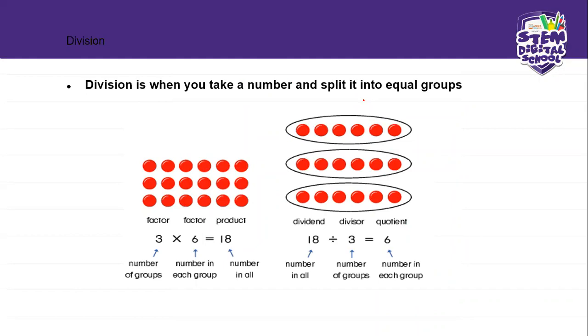A remainder says that we could not completely divide this thing, but this is what's left after the division. That is what constitutes a remainder. But division is the basic splitting of numbers into equal groups.